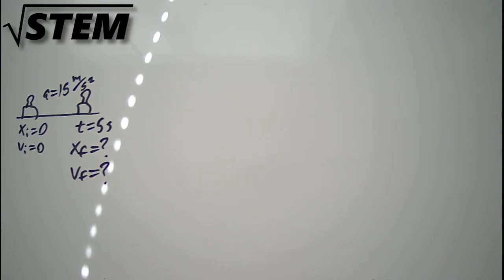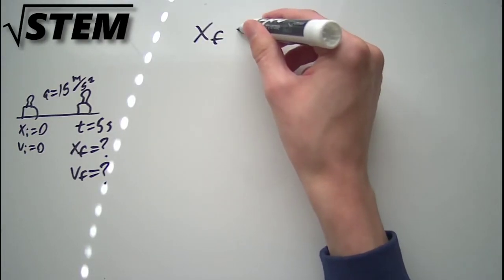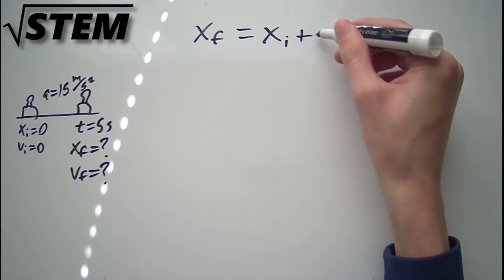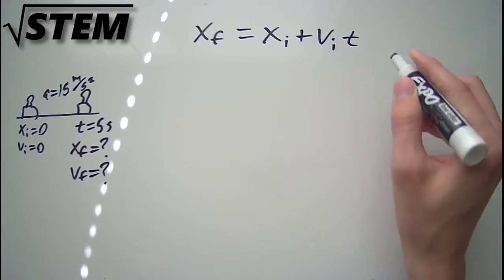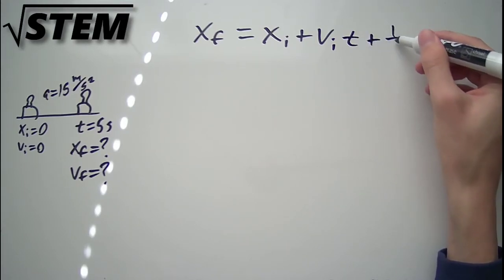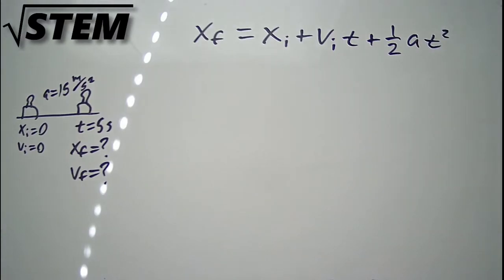Now to solve this, we're going to use our kinematic equations. The one we'll be using today gets us the final position, x final, using the initial position, plus the initial velocity times the length of time that we travel, plus half of our acceleration times the time squared. So, we have some of these.